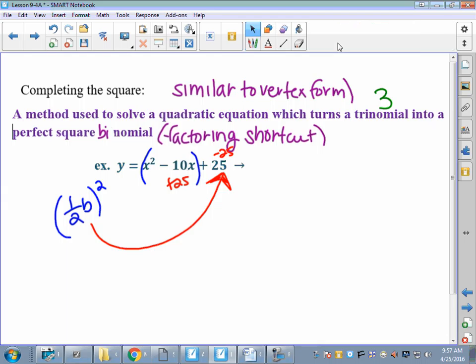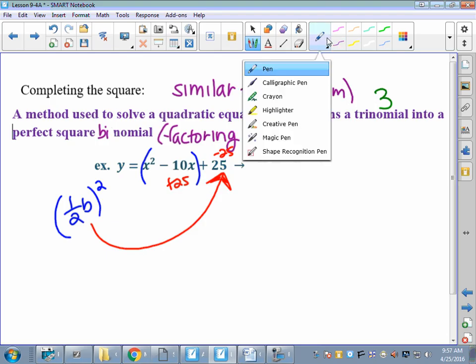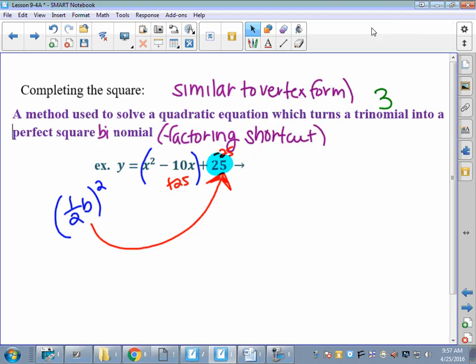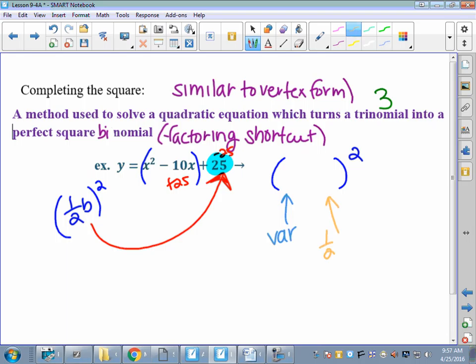So if this number matches my half of b squared, that means I'm ready to just do my factoring shortcut, which remember is always the squared on the outside. My variable goes here, and my half of b goes here, including the sign. So inside my parentheses for this case, I would have an x and a -5 squared. You guys already know how to do that. We've done that before. And I should put y equals blah, blah, blah. Before we had 0 equals, y equals. We can switch those as long as it's equal to 0. Please make sure it's equal to 0.